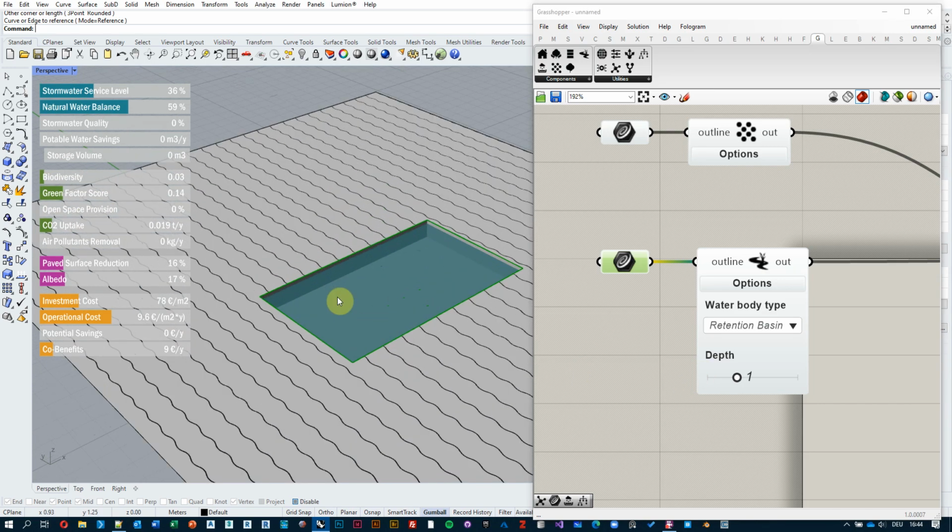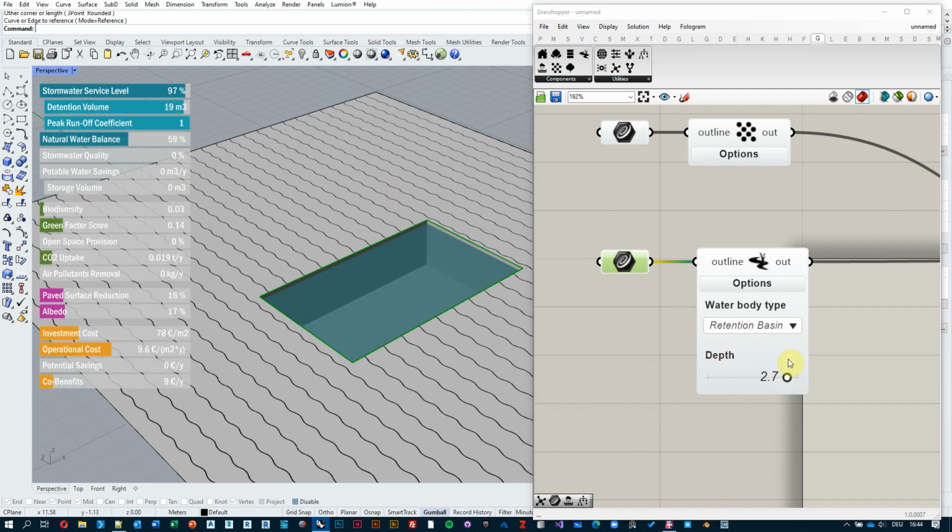And the only thing that we can control over here is essentially its depth. So we can just move the slider and you can see that with the depth of the slider, its detention volume increases, and it will be different for pond or wetland or the retention basin over here.